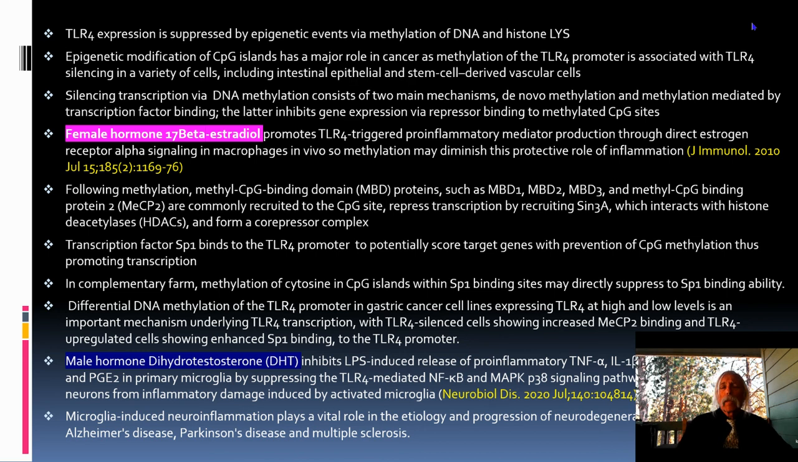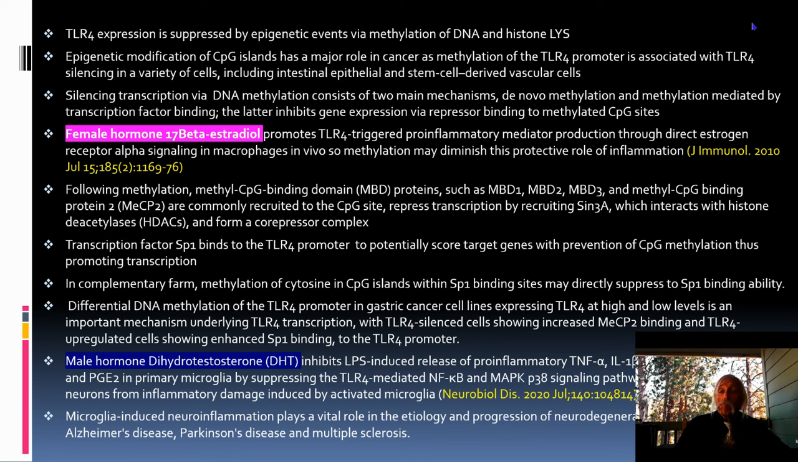Okay? So, more detail. Epigenetic modification of CpG, that's cytosine, and it's a phosphodiester, to guanine, that's what CpG means. Those are 2 nucleotides, right? One is a pyrimidine, that's cytosine. The other is a purine, that's guanine, right? And remember, DNA and RNA are made up of purines and pyrimidines, right? These are nucleotide bases. All right. Epigenetic modification of CpG islands has a major role in cancer.